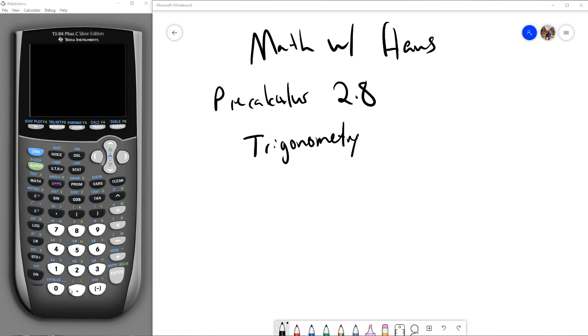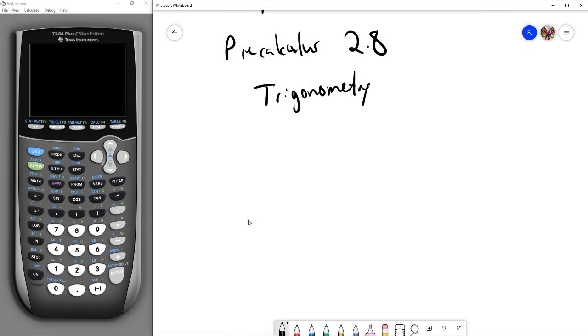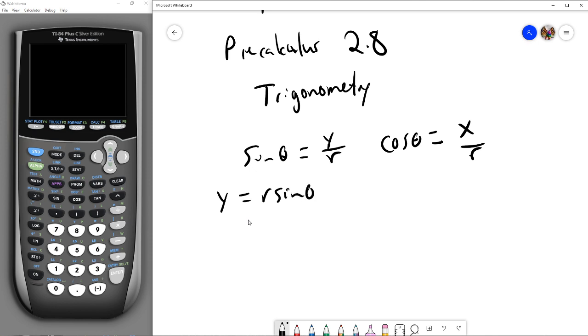Now, in the last video, we saw that sine of theta was equal to y over r, and cosine theta was equal to x over r. For both of these, we can multiply both sides by r. And so we get that y is equal to r sine theta, and x is going to equal r cosine theta.